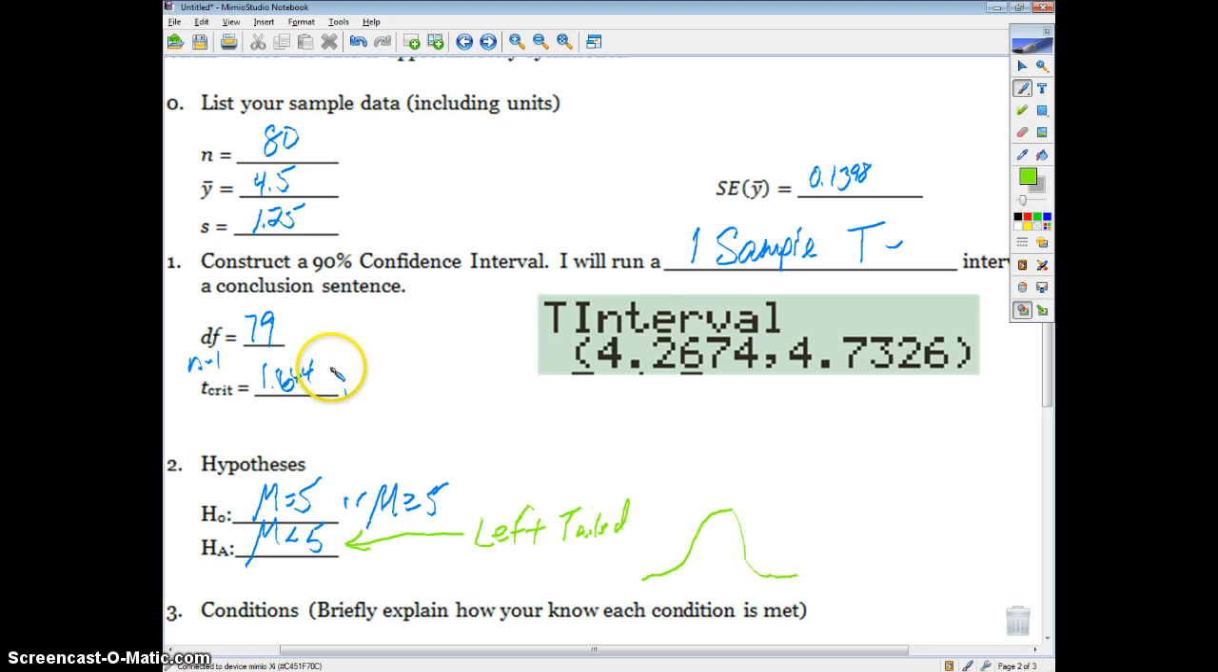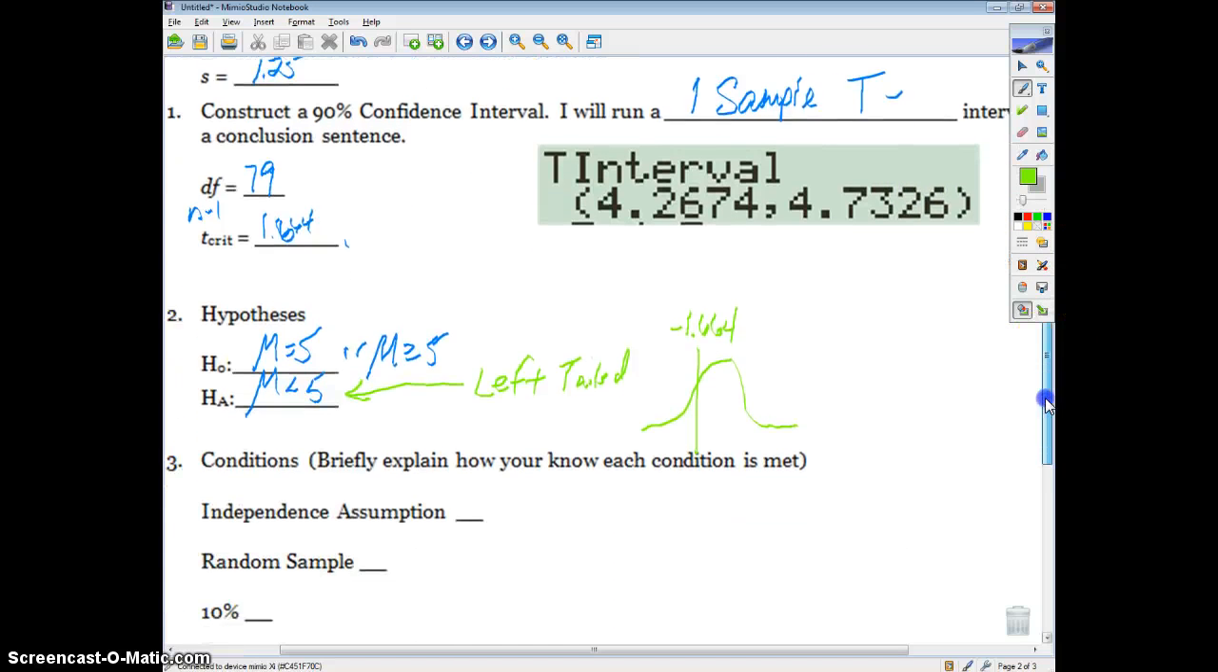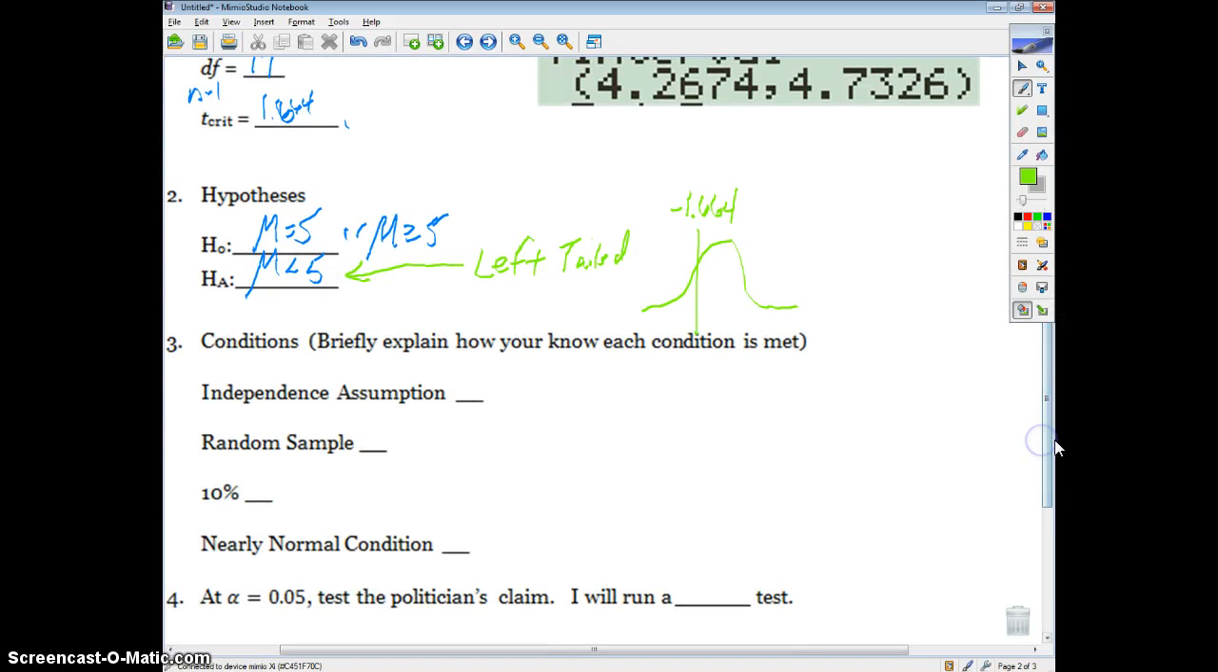Okay, so here. That means this critical t value, negative 1.664, if we get our t statistic when we do our calculations, if it's to the left of that, that means we would reject. All right, now. And that's if you don't have the p-value. Again, if you don't have the p-value, you got to compare the t-statistic to the t-critical.